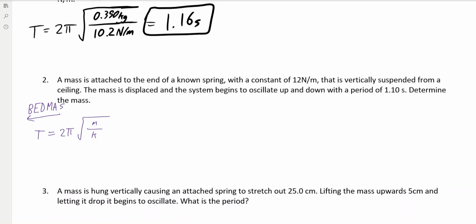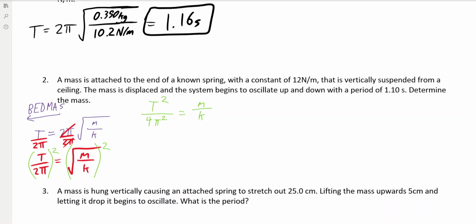So we want to get mass by itself. So our first step is to divide by 2 pi on both sides, following again the same process as in the last video. If you want some more details, I recommend checking that one out. So those cancel here, and we're left with T over 2 pi on this side and the square root of M over K on this side. Now we can square both sides, and that will give us T squared over 4 pi squared equals M over K. This is fantastic, but we're not quite done yet. We need to multiply by K on both sides in order to get rid of the K down here and have mass by itself. So T squared K over 4 pi squared equals M.